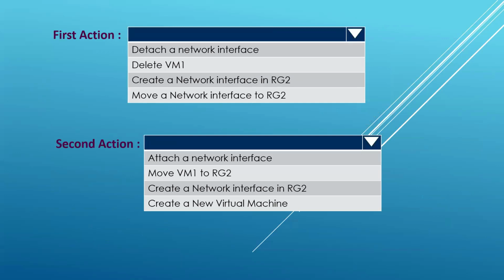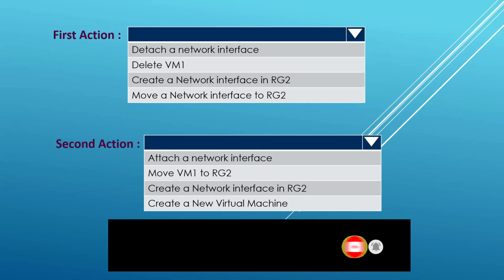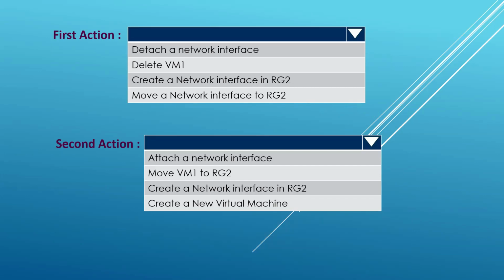Now the options are on your screen. The first action and the second action. The options you have are detach a network interface, delete VM1, create a network interface in RG2, and then move a network interface to RG2. Then the second action, you have the options as attach a network interface, move VM1 to RG2, create a network interface in RG2, and create a new virtual machine. You can change the subnet a VM is connected to after it has been created, but you cannot change its VNet.